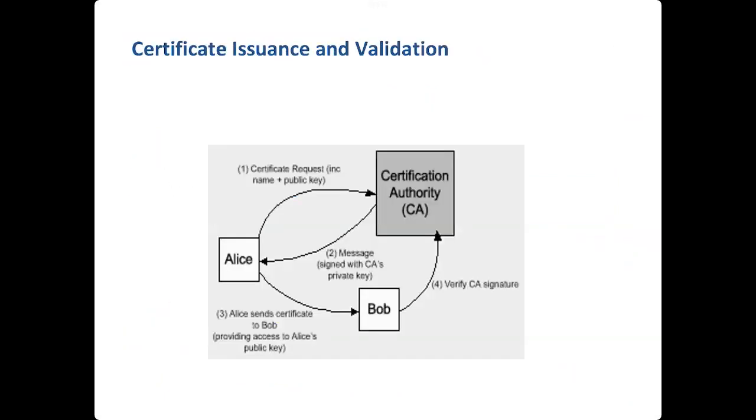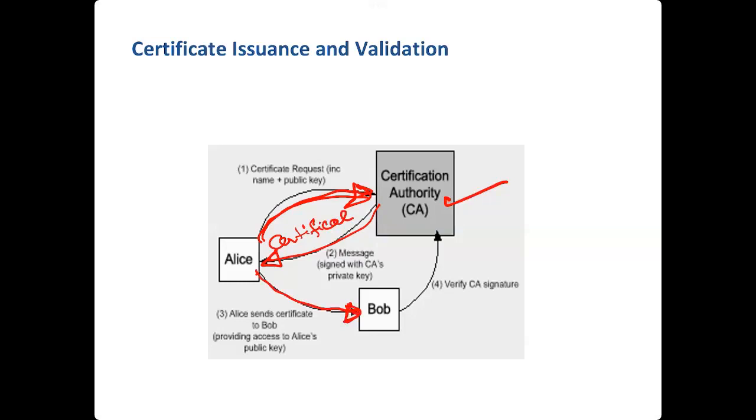So Alice wants to get a certificate. She requests the certification authority. The certification authority will say who are you and ask all the questions, and then she replies with all that, and then she sends her public key to the certification authority, and then the certification authority issues a certificate. Okay, and that certificate, when Alice communicates to Bob, she sends the certificate issued by the certification authority.